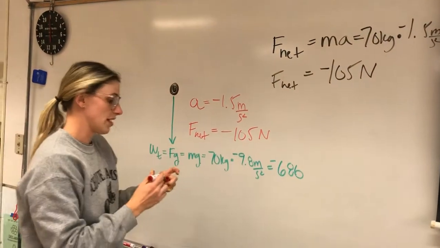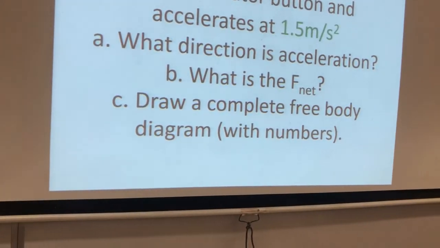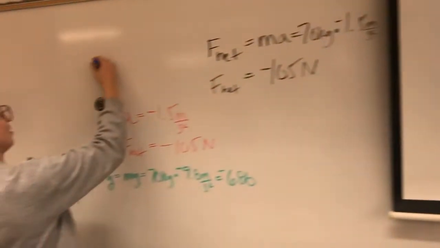Because our acceleration is negative 1.5, we know that this one has to be negative something. All right, what do we do next? Okay, so what was the question? What is the net force? We've got to draw a complete body diagram. What have we left out?